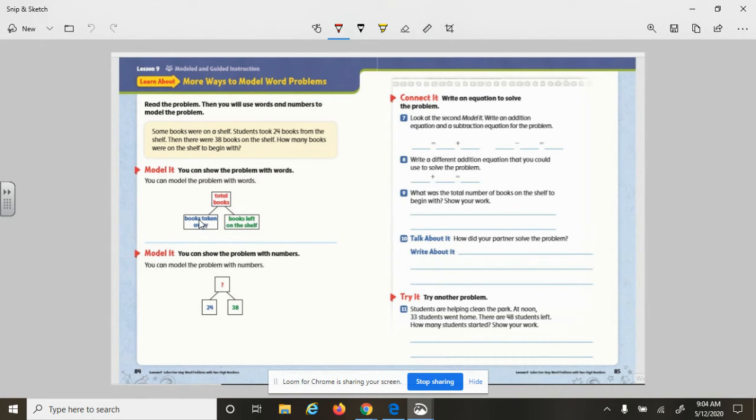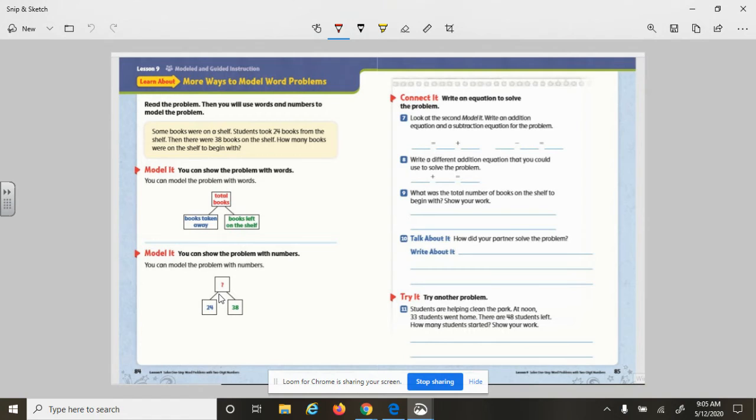Our two small parts are the books that they took away from the shelf and the books that they left on the shelf. So for this one, we know our two small numbers. We're missing our whole, we're missing our sum. We know that 24 books got taken off the shelf, 38 books got left on the shelf. We've got to work to figure out how many were on the shelf to begin with.